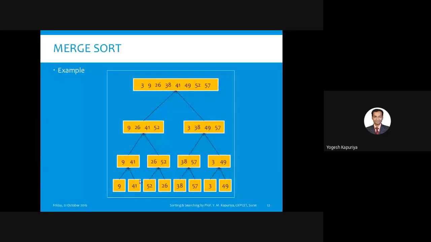Let us first see the algorithm, then we'll discuss one more example. Okay, so this is the same thing, right? Each of these are already split. Now you will be merging. So 9 and 41 merge together, 52, 26, 38, 57, 3 and 49. Once again, this part and this part will be merged. So it becomes 9, 26, 41, 52. This and this, like this. And finally, you will get the sorted results.